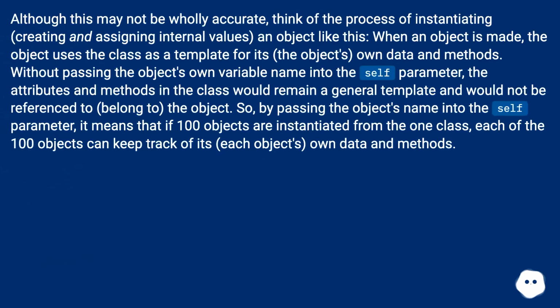Although this may not be wholly accurate, think of the process of instantiating, creating and assigning internal values. When an object is made, the object uses the class as a template for the object's own data and methods. Without passing the object's own variable name into the self parameter, the attributes and methods in the class would remain a general template and would not belong to the object. So, by passing the object's name into the self parameter, it means that if 100 objects are instantiated from the one class, each of the 100 objects can keep track of each object's own data and methods.